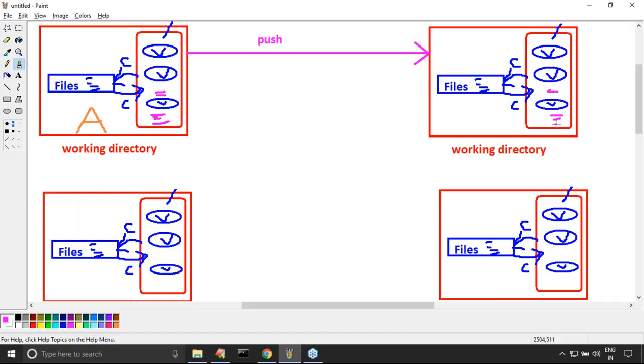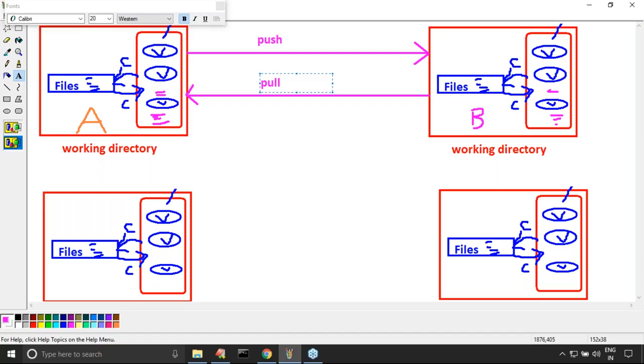Whatever changes he did in his repository will be merged into this repository. Remember carefully. Similarly, suppose developer B, you did some changes, and I want your changes. You can pull the changes from the other repository to your local repository. Yes, sir, this is also possible. This operation is by default considered a pull operation. What is the first operation? Push operation. What is the second operation? Pull operation. These words are very important.